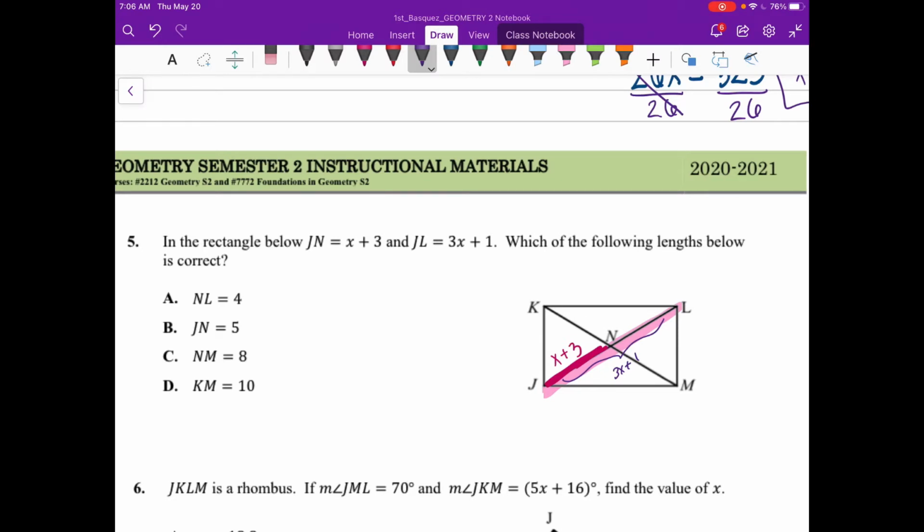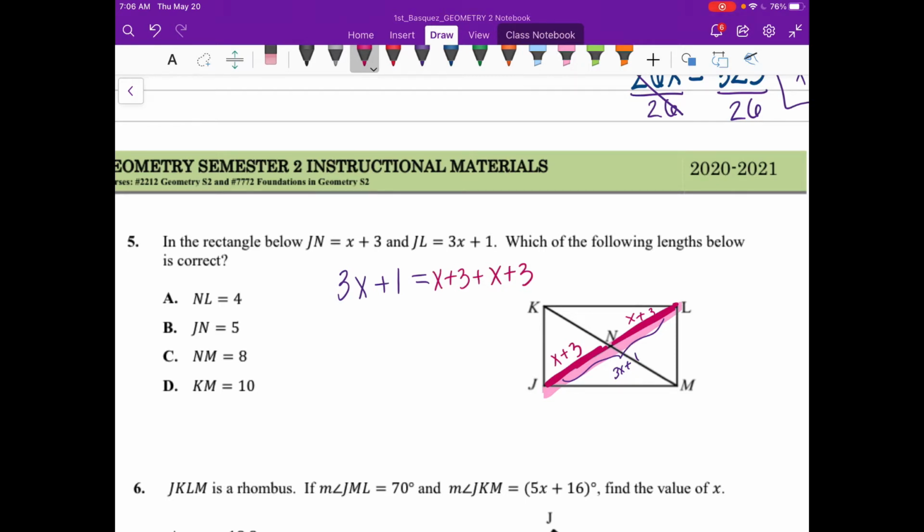So this is giving us values for the actual segments without x, so it gives us an idea that we probably want to find x first. So 3x plus 1 represents the entire segment. And thinking about rectangles, we know that the diagonals bisect each other. The word bisect means they cut each other in half. So if this part is x plus 3, this part could also be represented by x plus 3. So I'm going to write x plus 3 and another x plus 3, because that's how I would create the entire line segment.